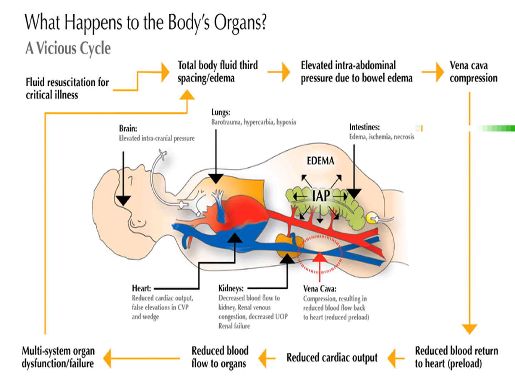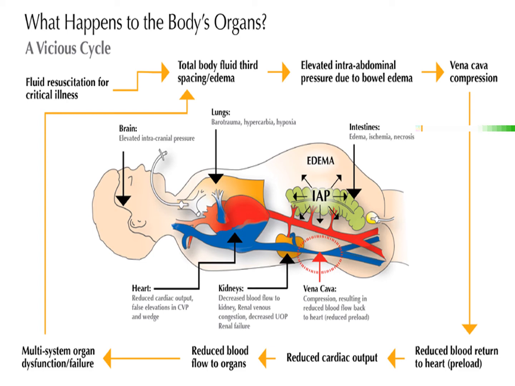This is what happens. This is the slide that I was thinking about when I was talking about what happens when we third space fluids. The fluid resuscitation that we do for critical illnesses, especially most of our shock states, we have to do the fluid resuscitation in order to promote perfusion. But we need to remember with this fluid resuscitation, we can have some third spacing of fluid.